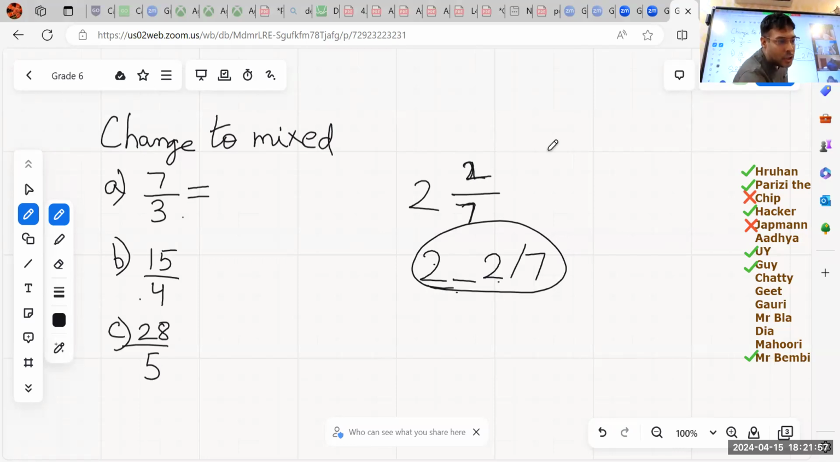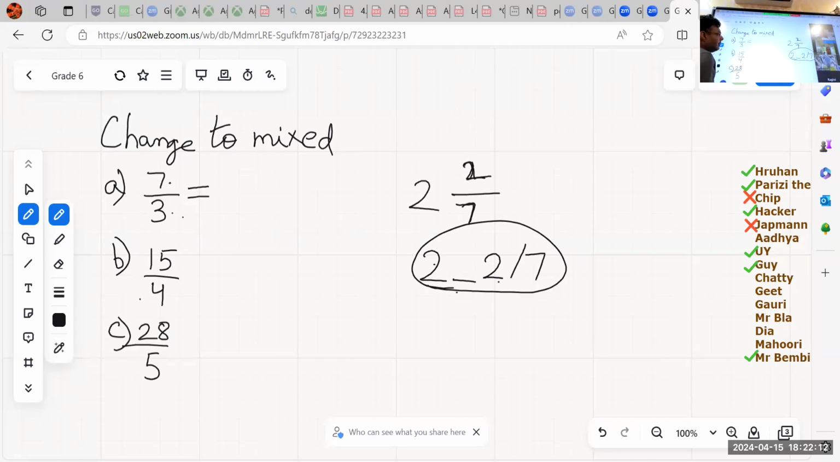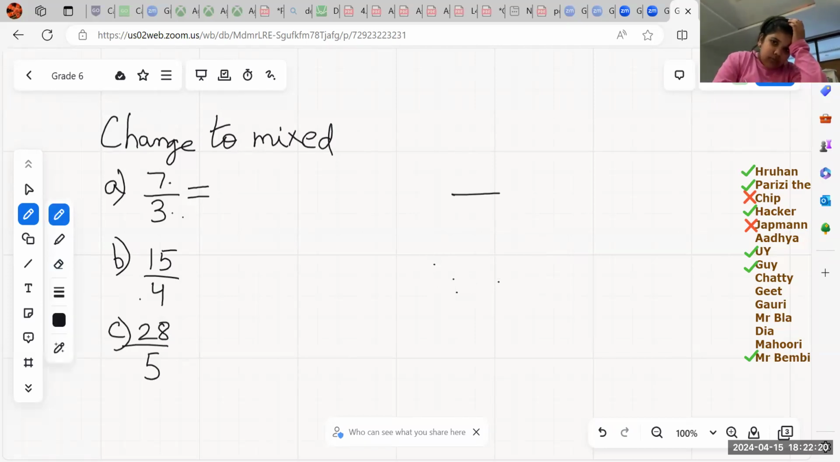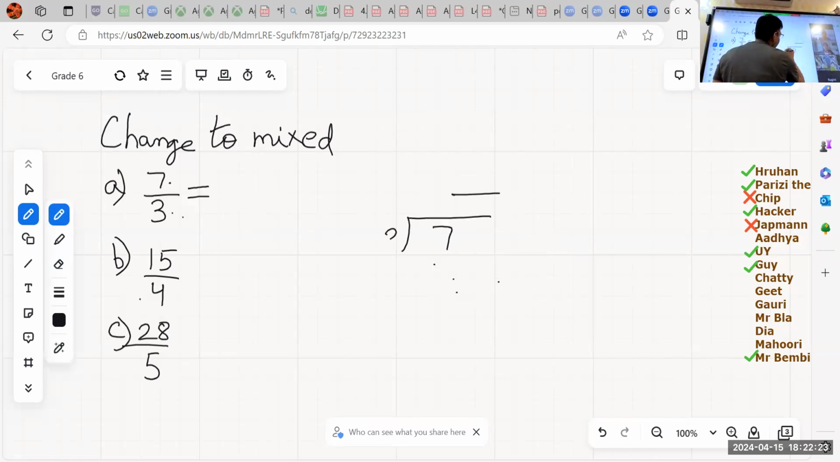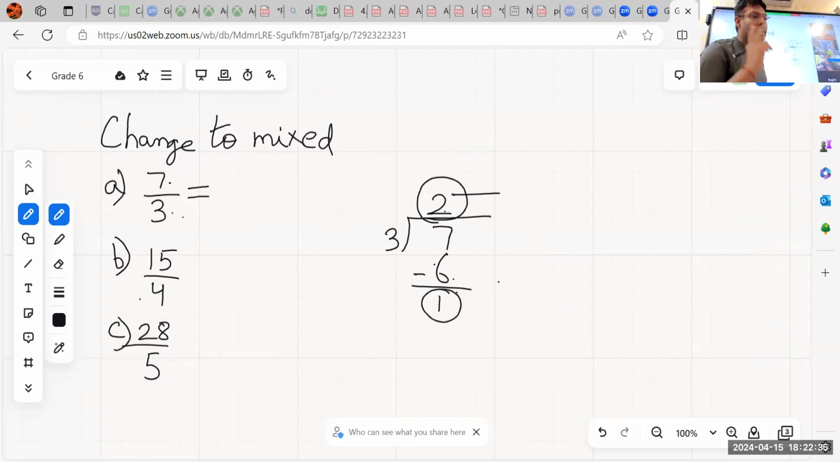Adya, then you did not give an answer. Should I explain once? Adya, should I explain? Yes, sir. See beta, whatever number is in the numerator and whatever number is in the denominator, we divide. So when you divide 7 by 3 in your mind, you get the quotient 2 and remainder 1. So there are 2 wholes. That means in 7, how many wholes are there? 2 wholes. So you write 2 wholes.